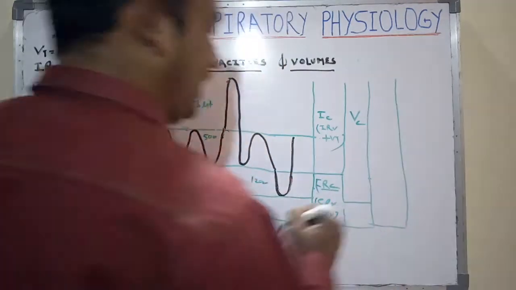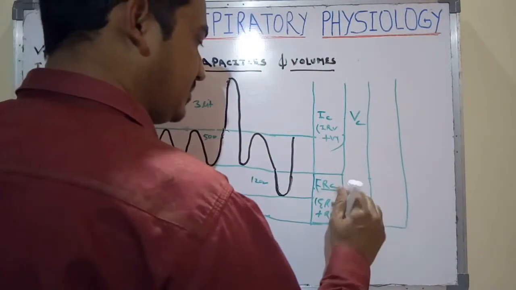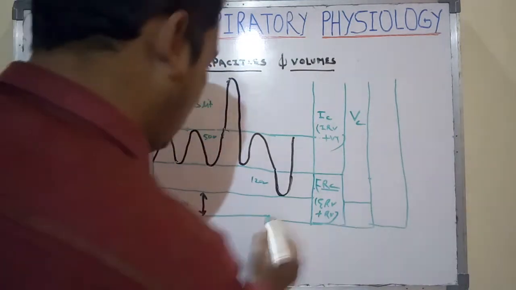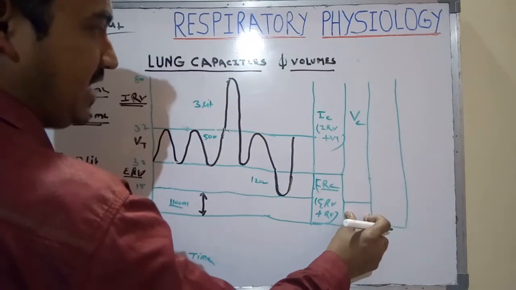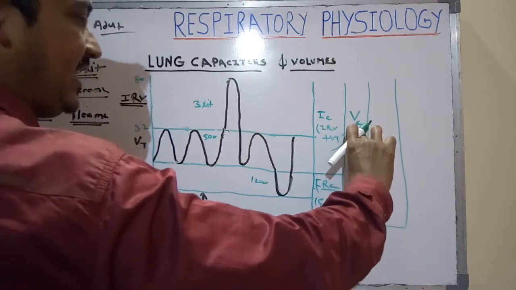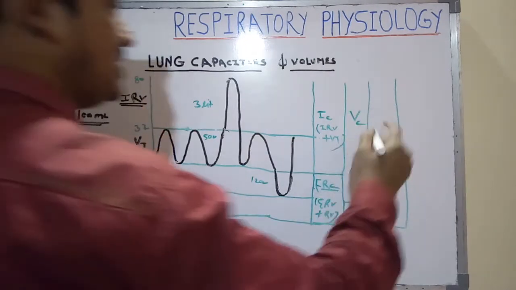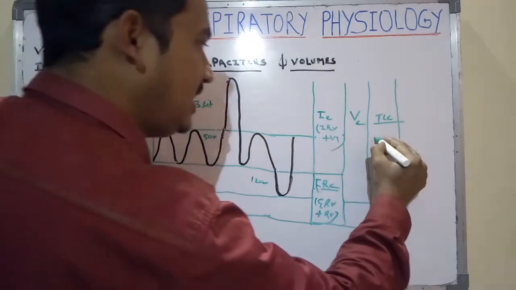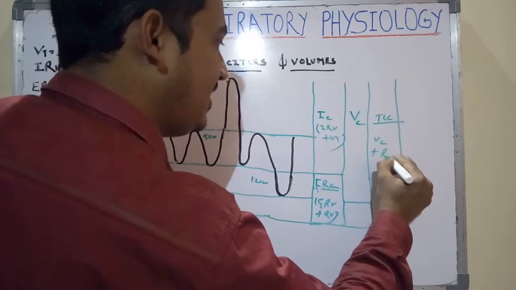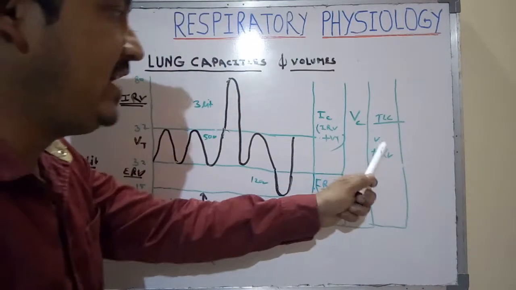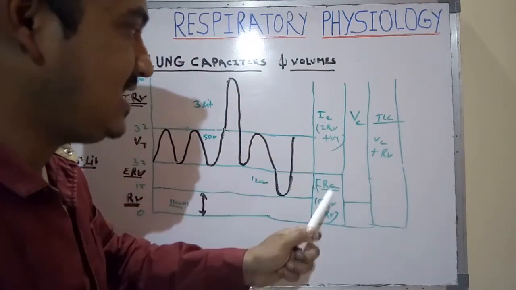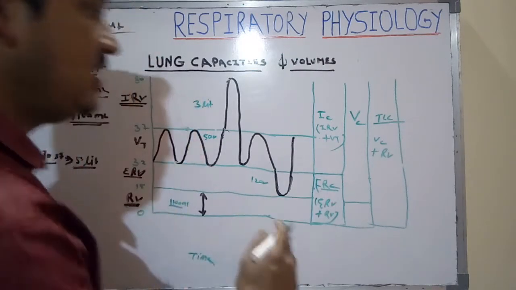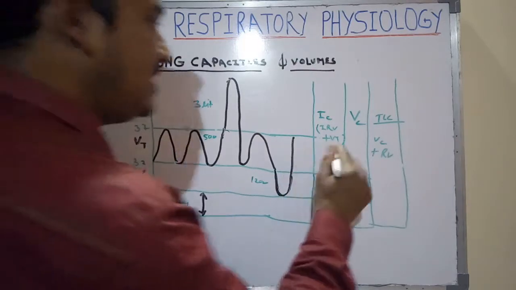Let's come to total lung capacity. What is total lung capacity? Here it is RV. If you see this here, it is RV plus vital capacity. RV plus vital capacity is TLC, total lung capacity. This is VC plus RV. Or you can split this VC into IC plus, sorry, not FRC, IC plus ERV.